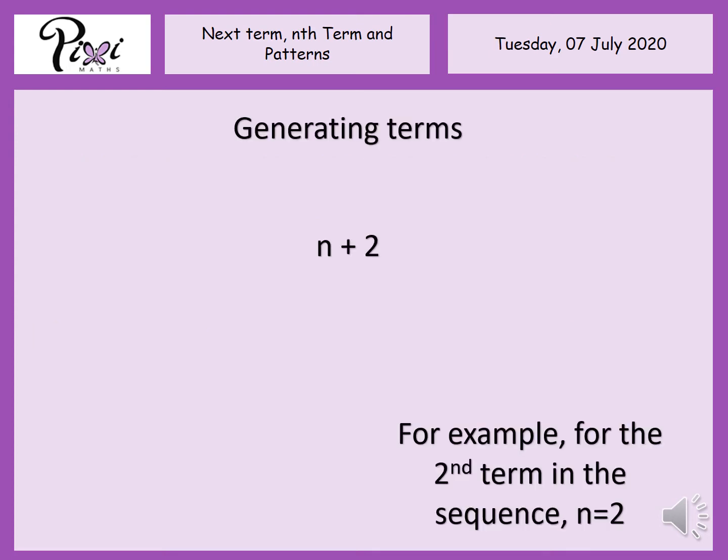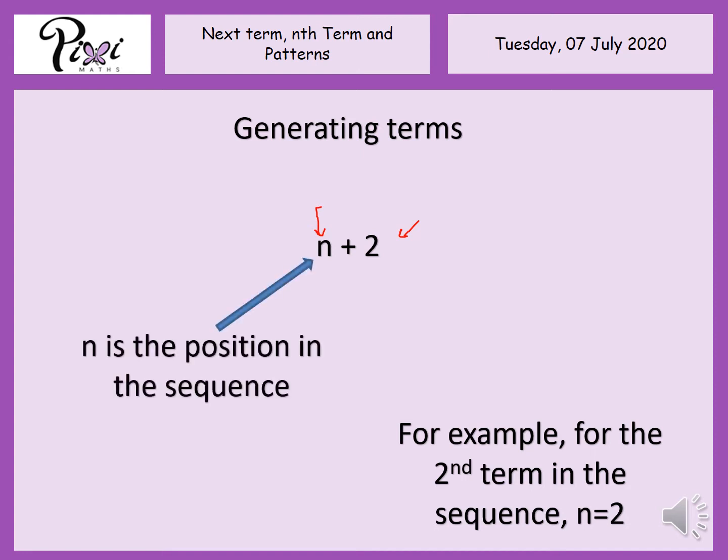Okay, so when we're generating terms, we'll be given an algebraic formula like the one at the top here, n plus 2. So this is a formula, and we can see it's got this n in it. We usually use the letter n, and that is the position in the sequence. For the second term in the sequence, you'd have n equals 2. For the first term, you'd have n equals 1. Let's say you're looking for the 100th term, you'd have n equals 100. This is how we represent the sequence as algebra.